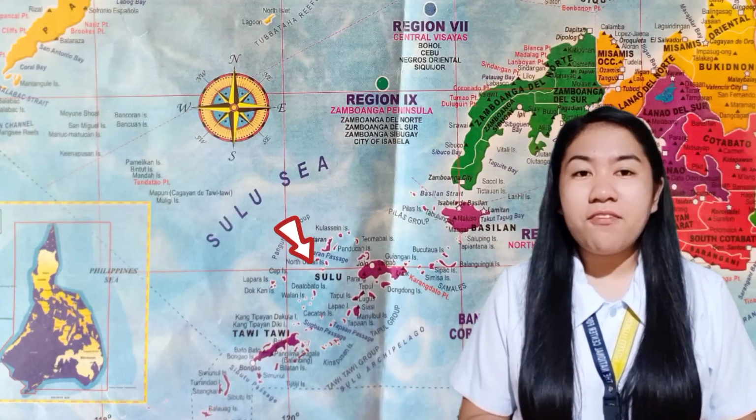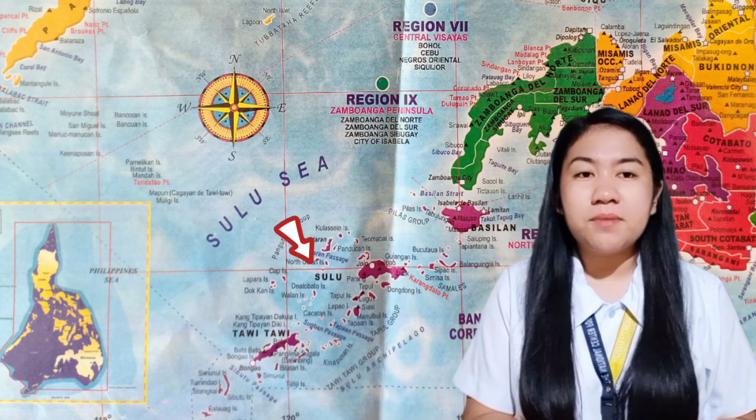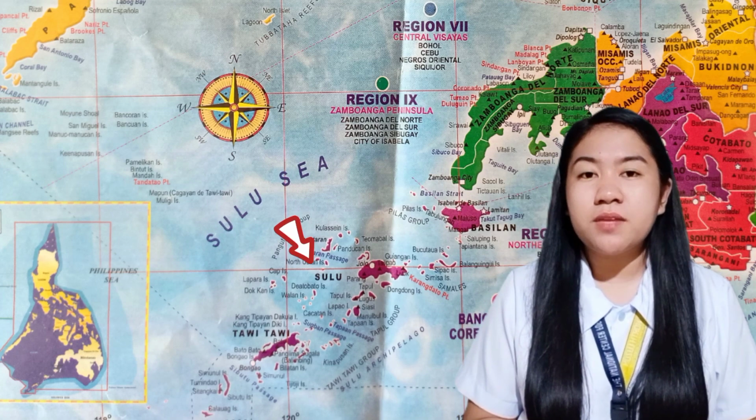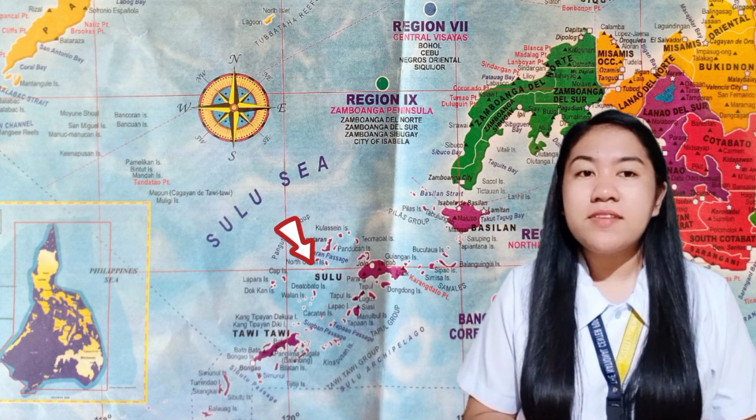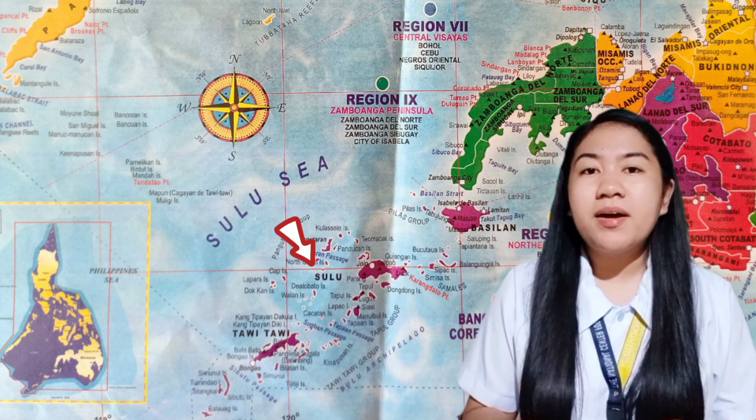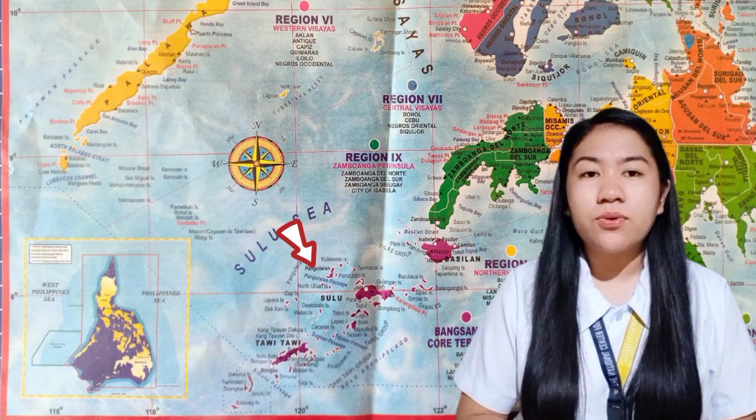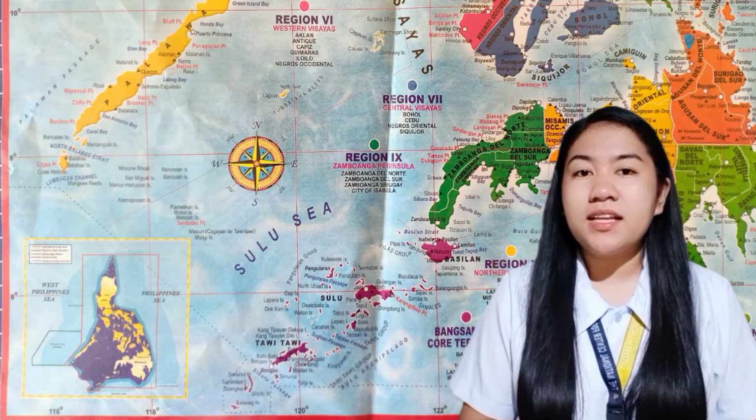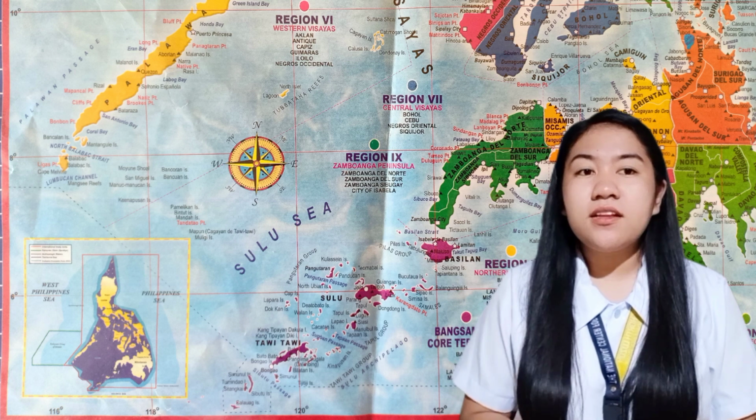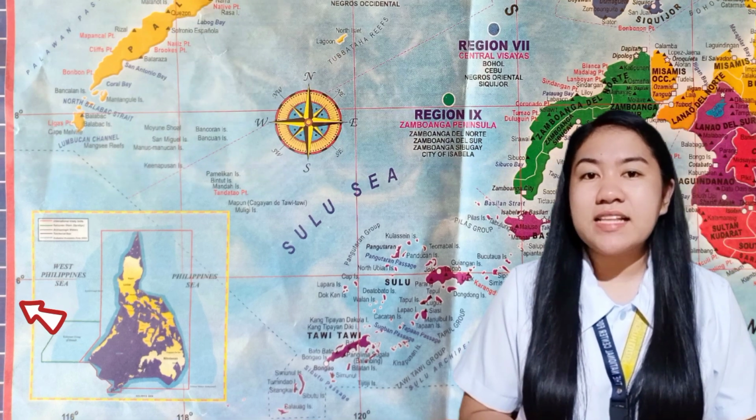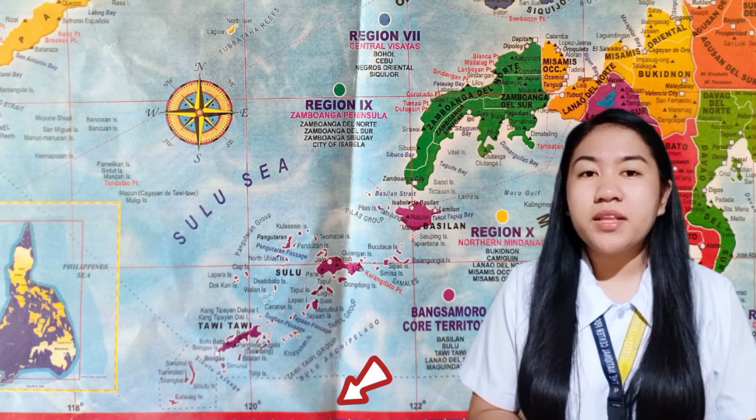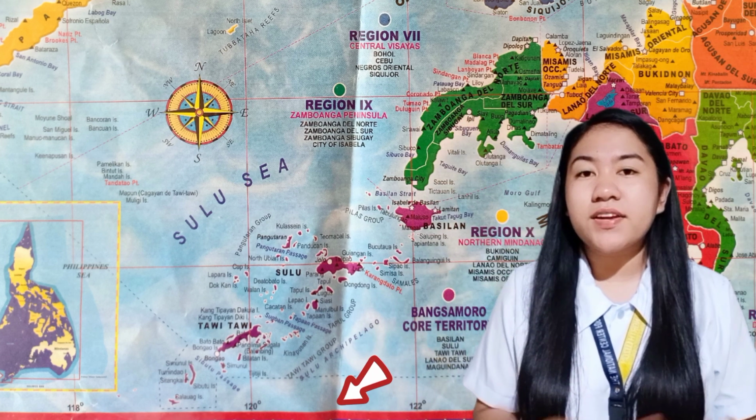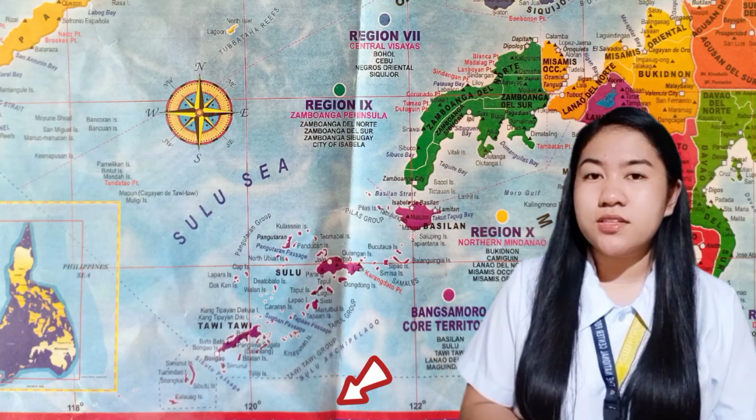Let's now move on and go to Sulu. Sulu is a province in the Philippines situated in the Bangsamoro Autonomous Region in Muslim Mindanao, occupying the Sulu Archipelago and the provinces of Lanao del Sur and Maguindanao in central Mindanao. Its capital is the municipality of Jolo. Its absolute location is 5.9749 degrees north, which is the latitude, and 121.0335 degrees east, which is the longitude.